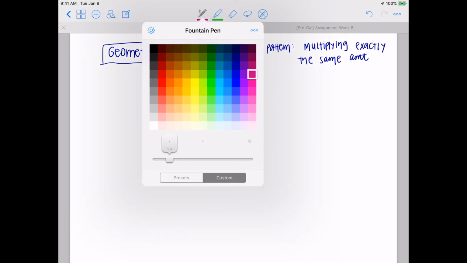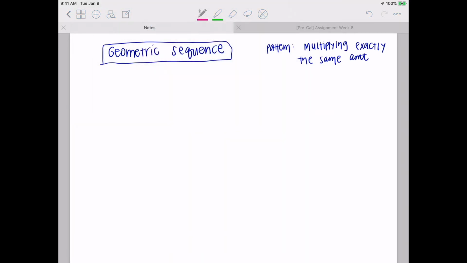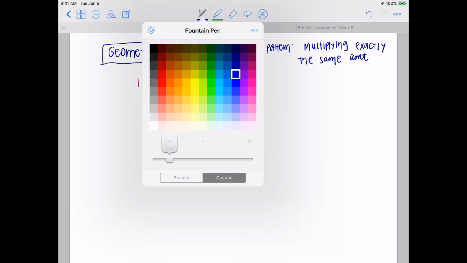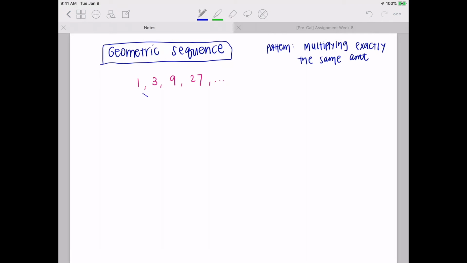Let's give some examples. We have 1, 3, 9, 27, and dot dot dot. What's our pattern here? This looks like we're adding by 2, but for the next number we're not adding by 2. So we have to think about multiplication, which is multiplying by 3. And for the next number, we multiply by 3 again to get to the next number.